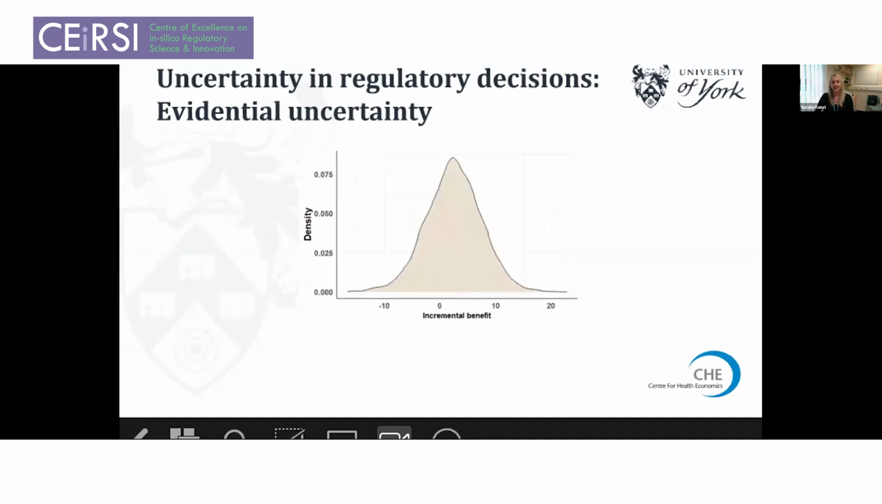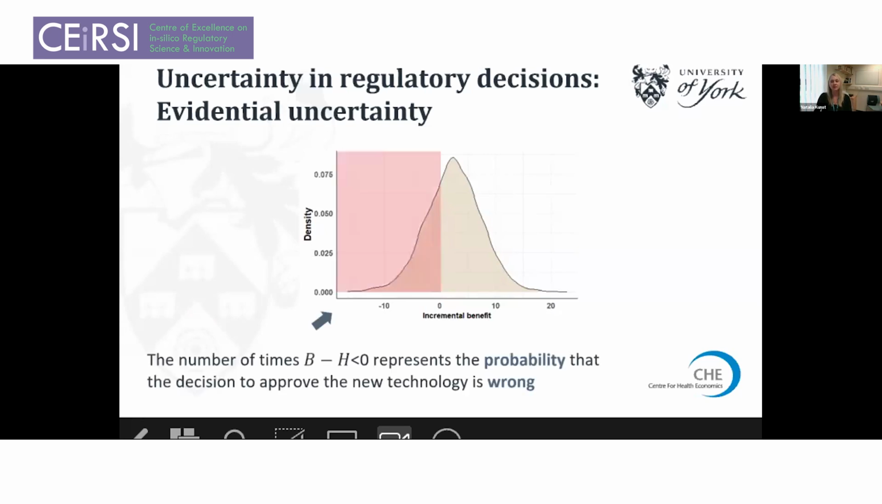So for regulatory decisions, in the presence of evidential uncertainty, instead of using an estimate of benefits and harms, we use the distributions of clinical benefits and harms. And by subtracting harms from the benefits, we derive a distribution of incremental net clinical benefits as presented on this figure. And the part of the distribution where the incremental net clinical benefit is below zero represents the number of times that the benefits are lower than the harms, and this is our probability that the decision to approve the new medical intervention is wrong.